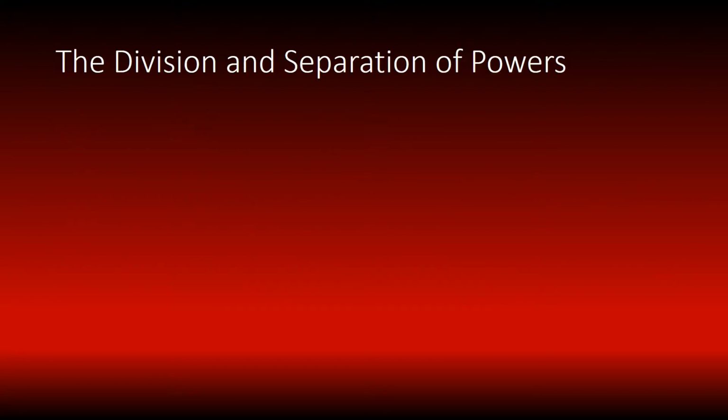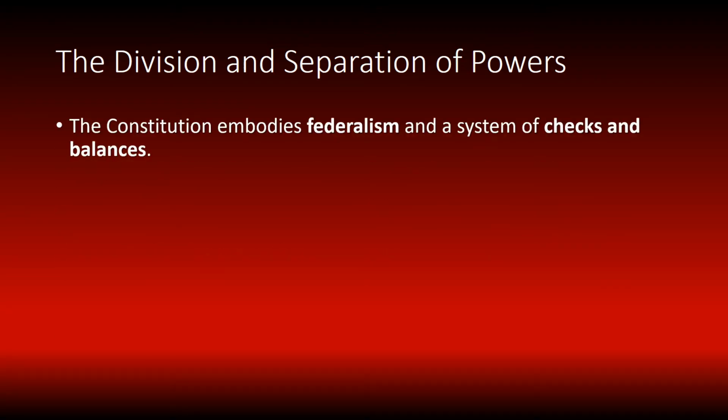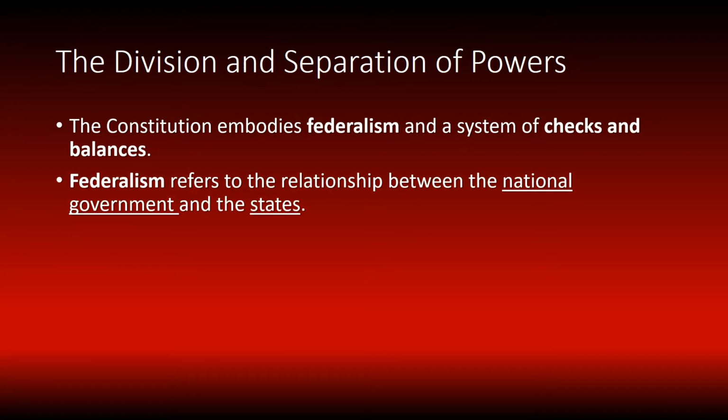Now, another key element to our Constitution is the division and separation of powers. I know I went over this. I want to emphasize this again. This is Montesquieu, a French Enlightenment thinker's idea. The Constitution embodies federalism and a system of checks and balances. Federalism refers to, and I want to put it in writing here, the relationship between the national government and the states. And this is going to be continuously a problem throughout U.S.